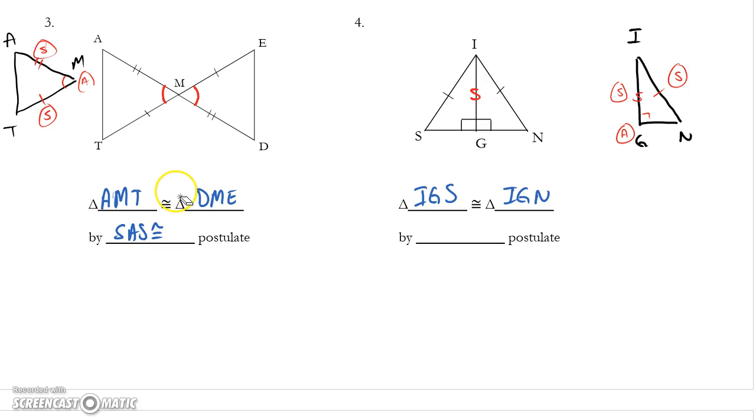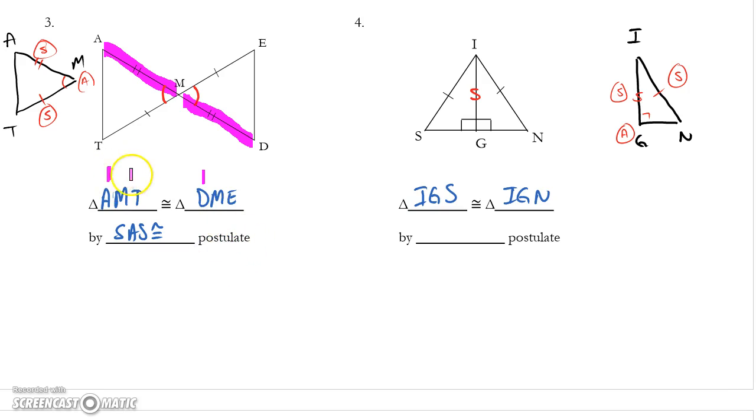Now, naming the triangles. Again, this one was hard. I chose to start with A, go to M, and then T, naming my first triangle. That meant segment AM was the first part of my name. I needed to match that up with that segment from my other triangle. That's segment DM because they're marked congruent. So your A and D need to be in the exact same location, however you named it. Your M, and your T and E.